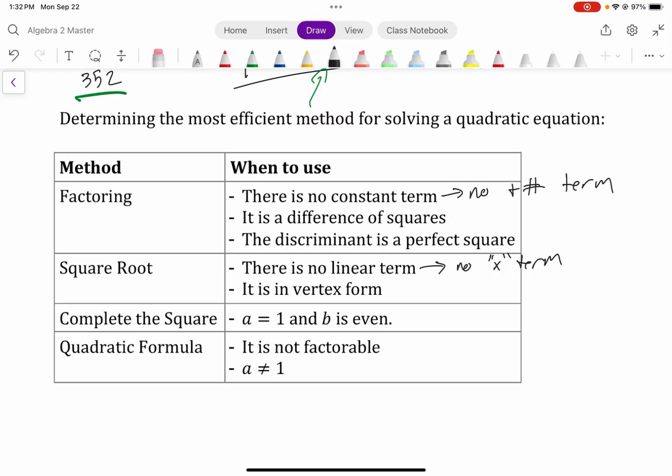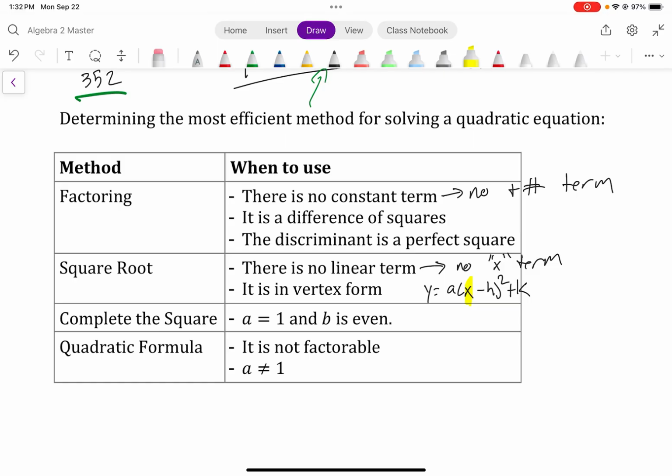And if it's in vertex form, you're going to use a square root. You will see an x term looking thing because vertex form is y equals a times (x minus h) squared plus k. Okay, there is an x term there, like you will see this x, but it's being squared, FOIL, it gets taken care of with the square root method.